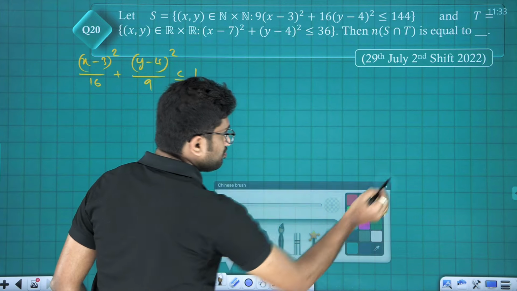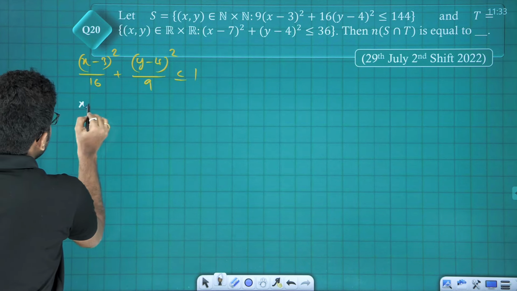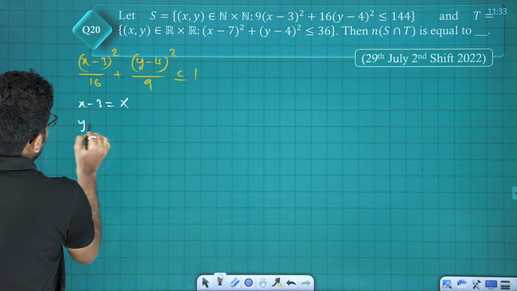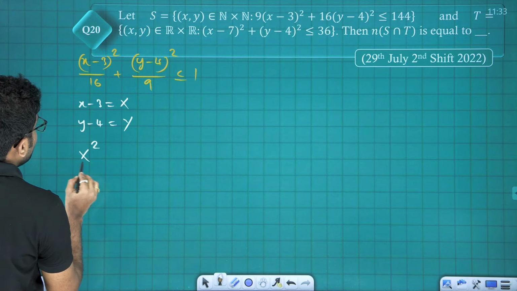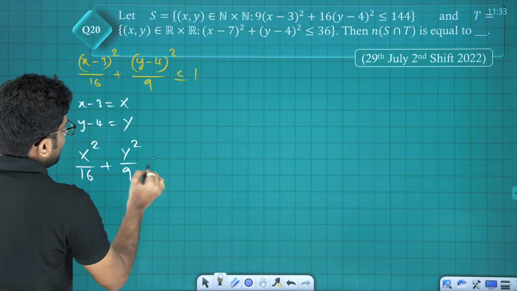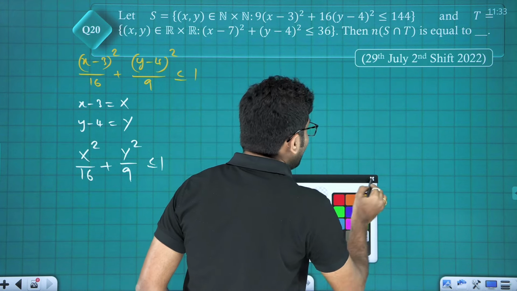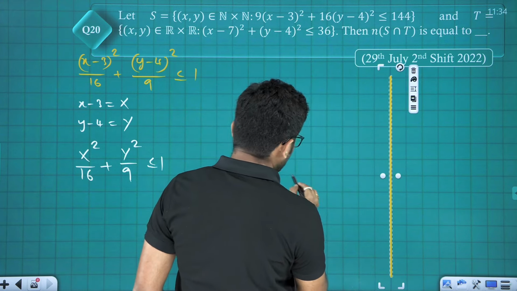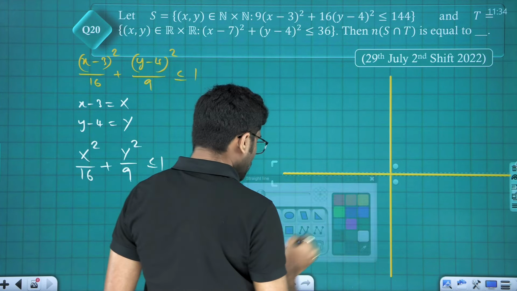Friends, expressing the ellipse in standard form, let's take x minus 3 as some capital X, and y minus 4 is equal to some capital Y. So we get X square by 16 plus Y square by 9 less than or equal to 1. Sir, by this what do we get? I'll get an ellipse in standard form. It's easy for me to express in standard form, friends. Okay, let me draw an ellipse.